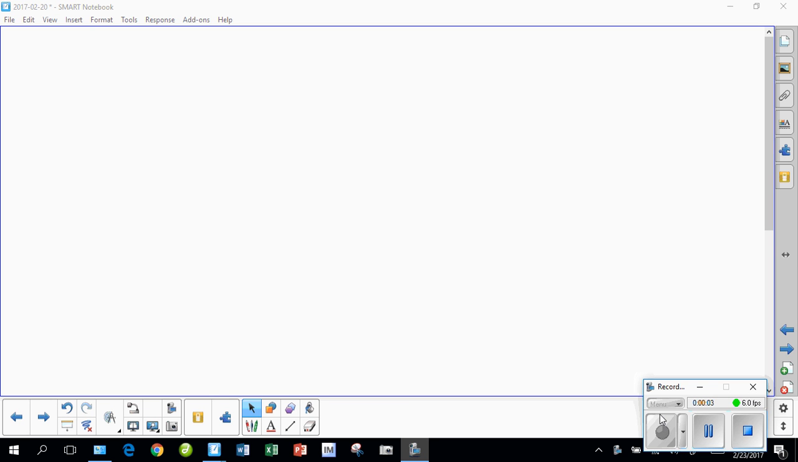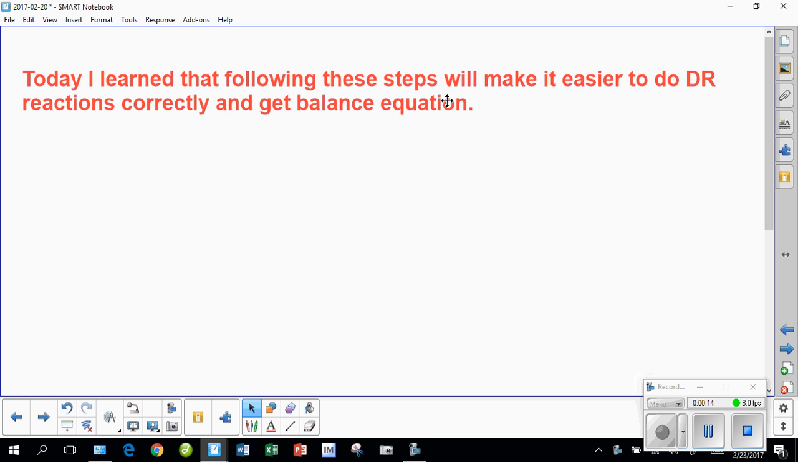In my class, we've been doing double replacement reactions, and we've been figuring them out in such a way that we can actually take the two reactants and predict and write down what the products will be, and then balance the resulting equation. So, after you watch this, your journal might read, "Today I learned that following these steps will make it easier to do double replacement reactions correctly and get a balanced equation."